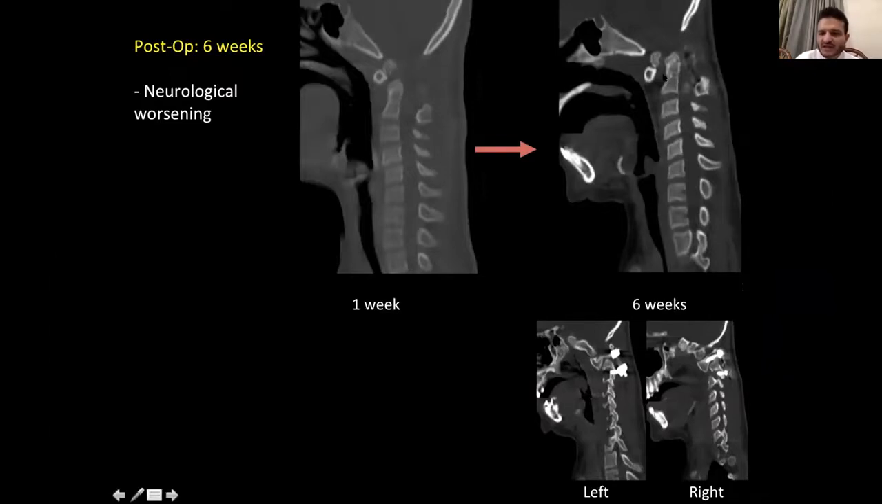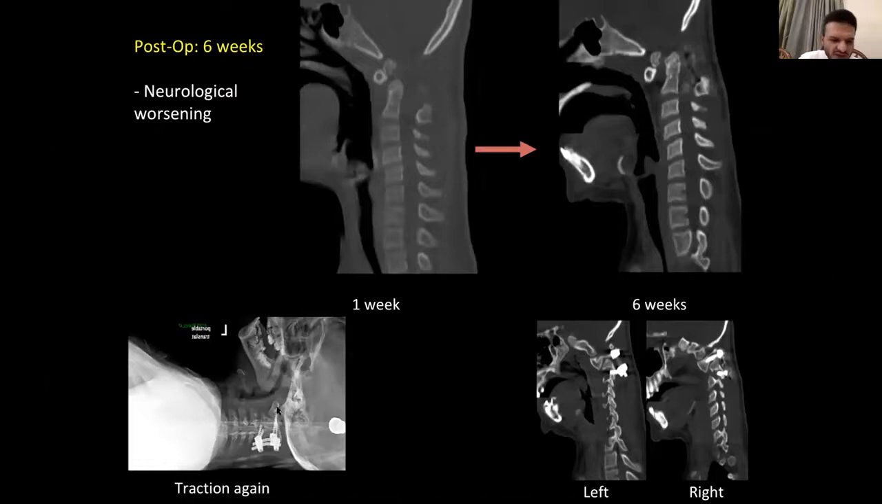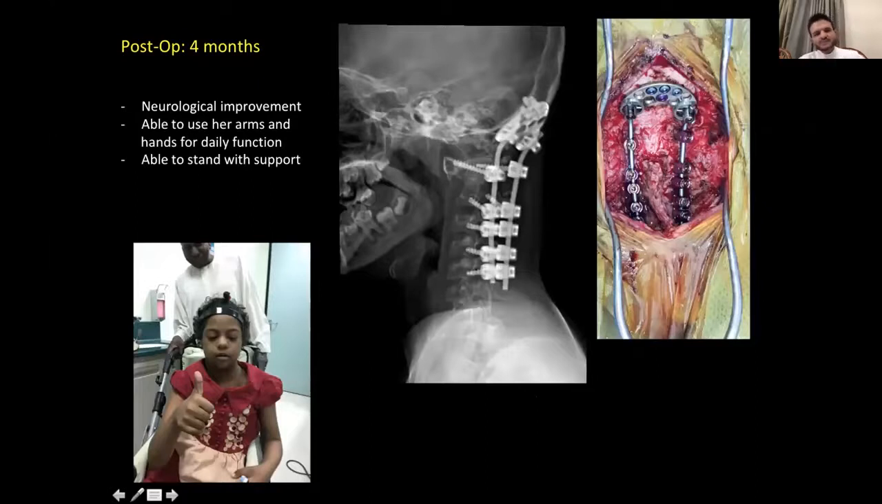And you can see at 6 weeks, on the CT scan, how she's subluxing again. This is on the left, and on the right, the screw of C1 is in place, but at C2, it toggled a little bit. I think the screw had moved inside the bone, or there was some sort of sagittal movement leading to recurrence of the subluxation. So again, we put her in traction in the bed, and this time, we went back and did an occipitocervical fusion.